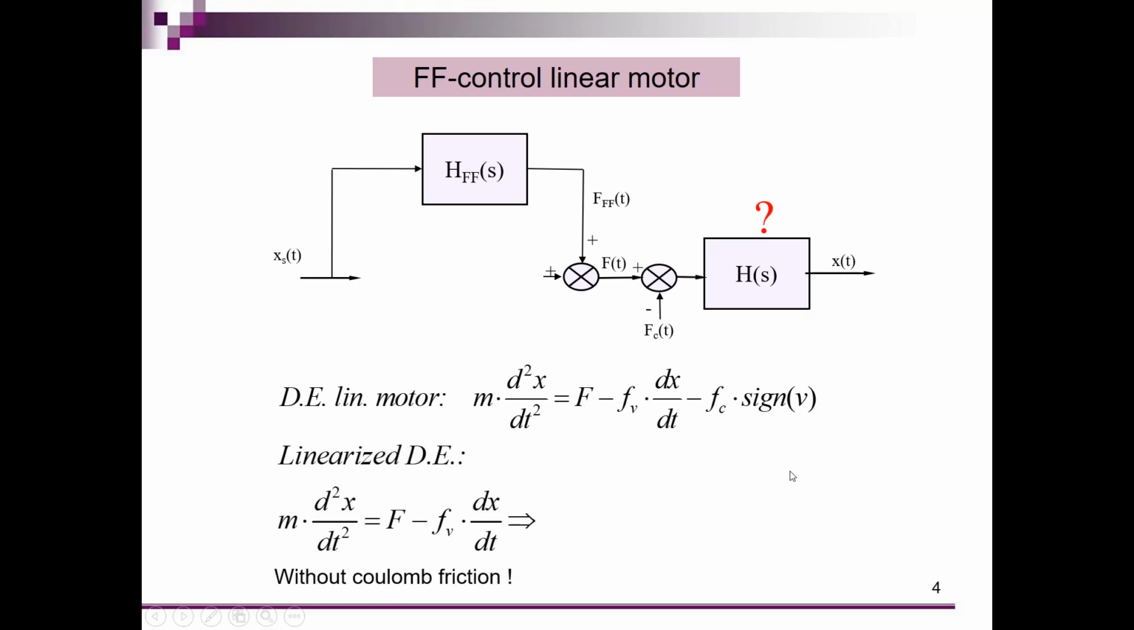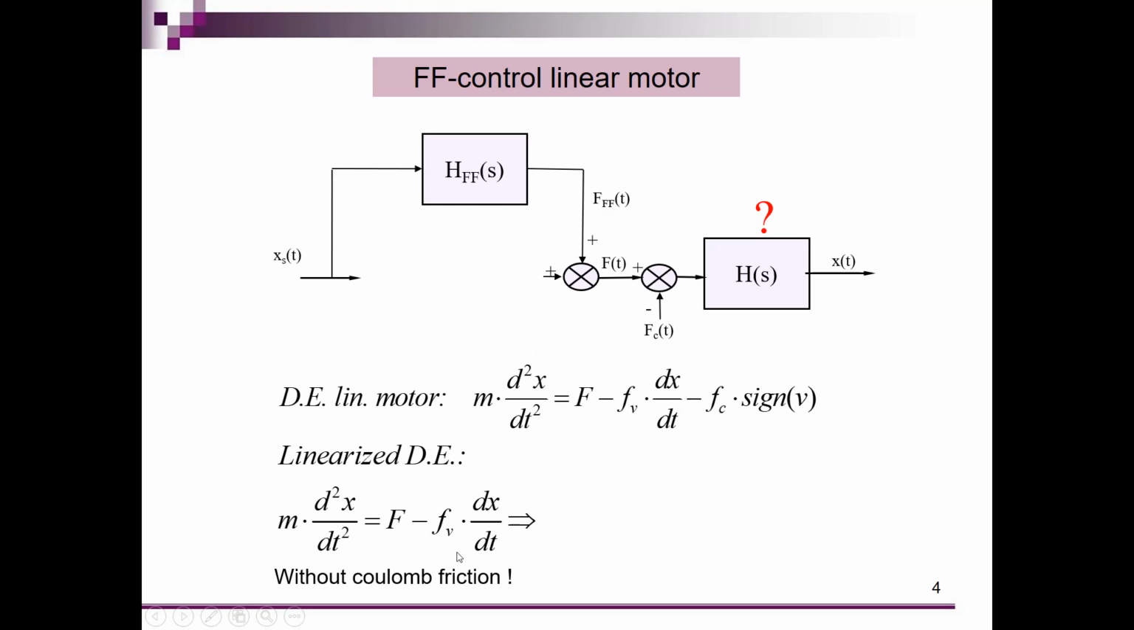Next step is that we have to linearize that differential equation. Or in other words, we only want to have signals which are equal to the input signal and the output signal. So we leave that part of my differential equation out of my linearized differential equation. And then we get m times the double derivative of the position is F minus the damping component times the speed over here.